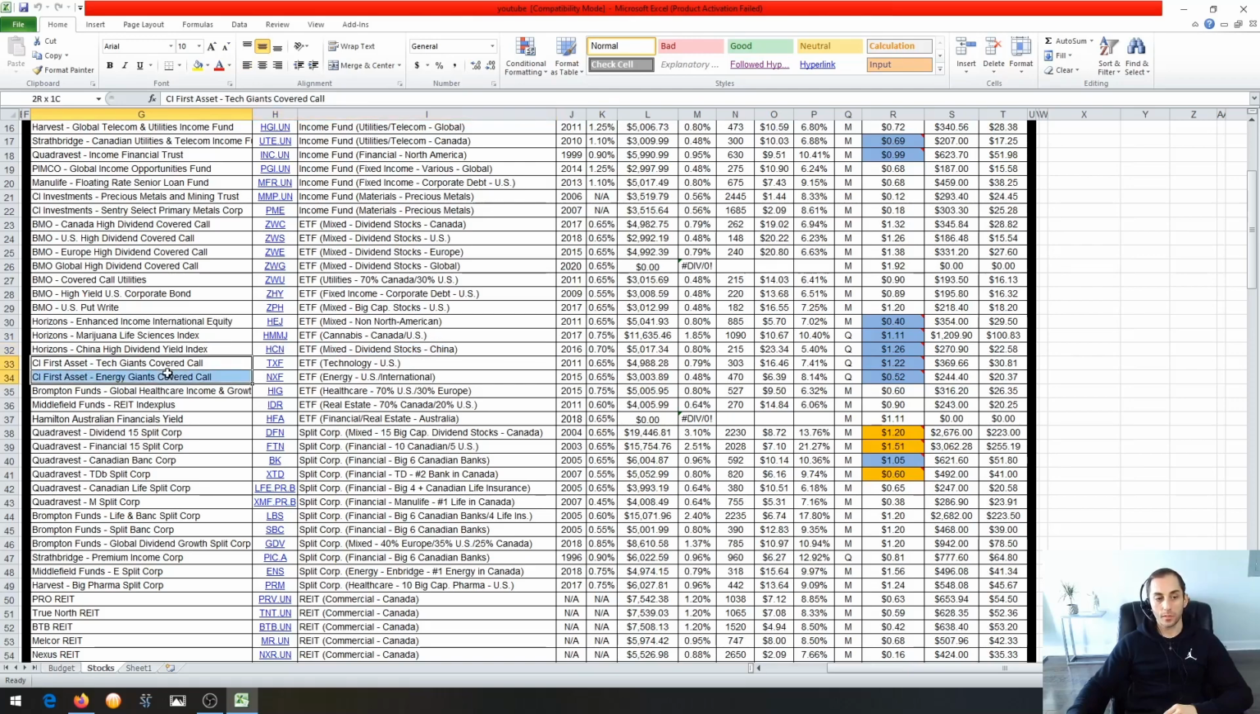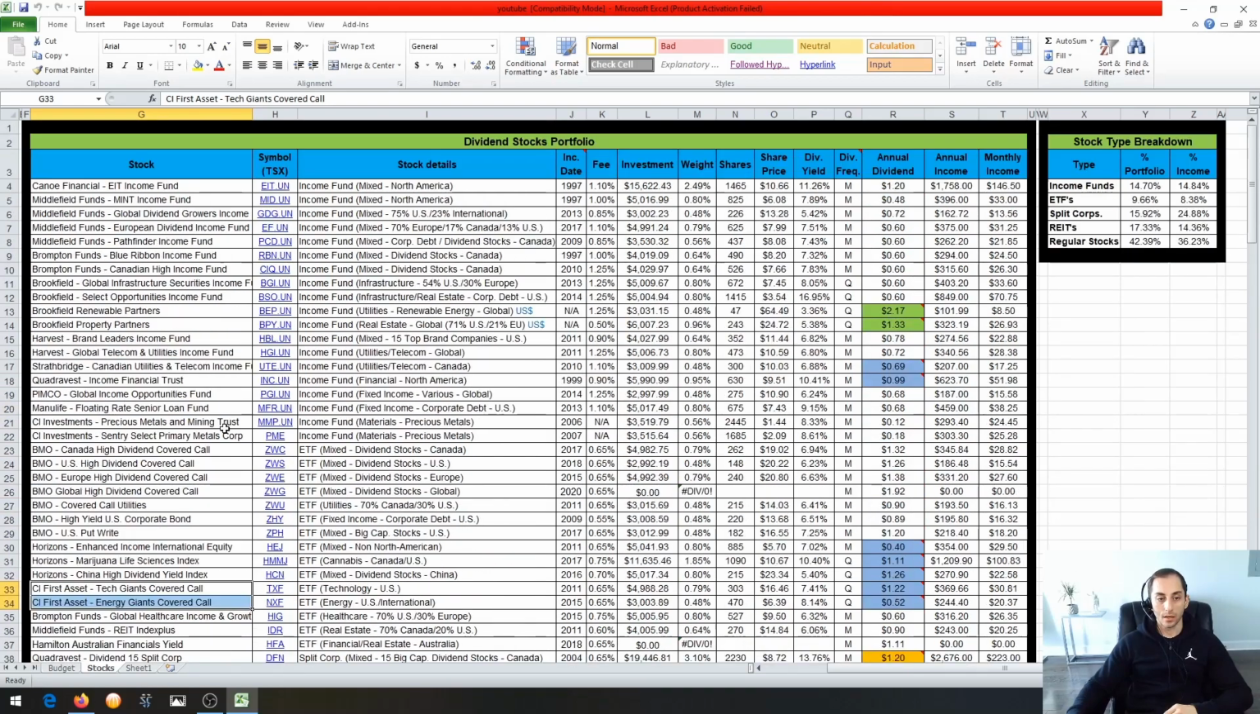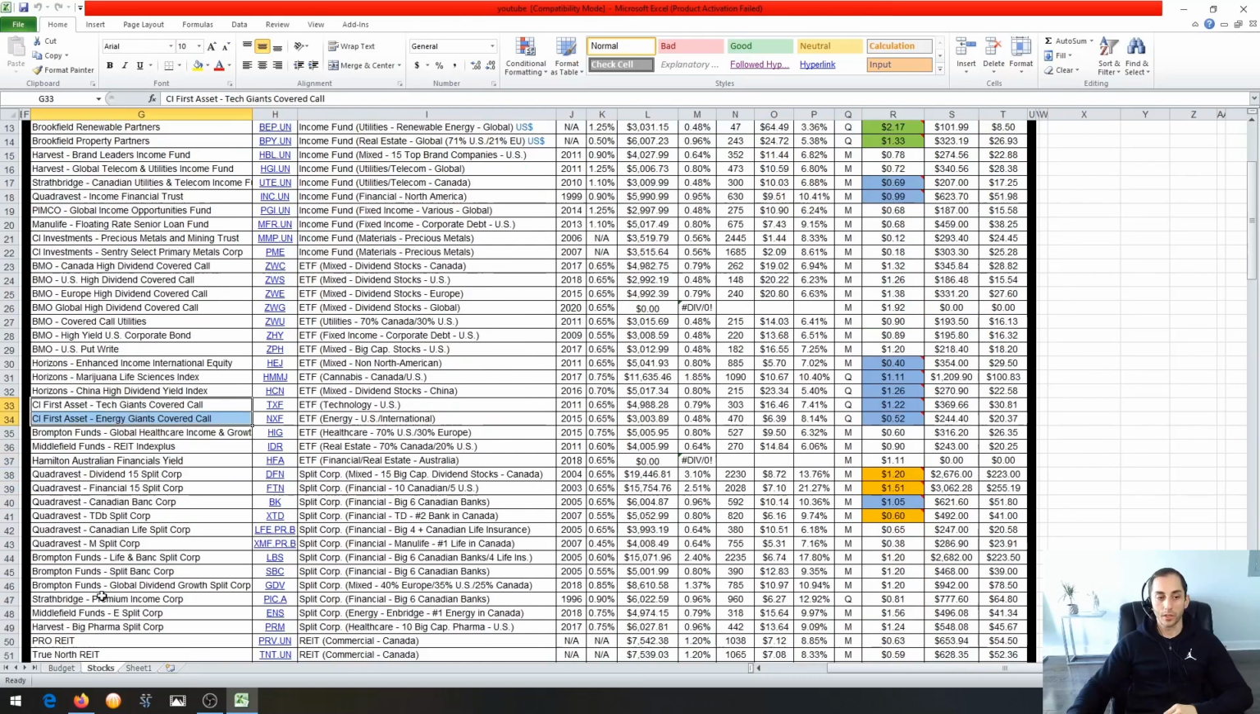The next two are from CI Asset, the same company who did the last two precious metals income funds that I showed you. So CI First Asset, CI Investment, pretty much the same portfolio of companies. So the first one is the Tech Giants Covered Call. This is a great way to get exposure to the technology companies. Most of them are in the US, of course. And the next one is the Energy Giants Covered Call. So this gives you exposure to the energy sector.